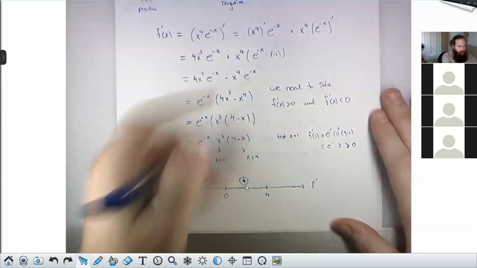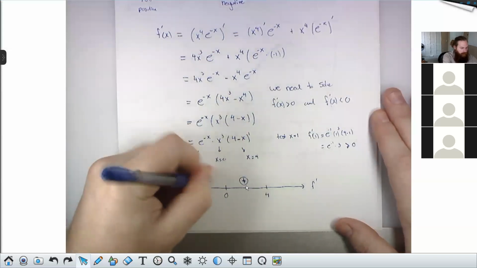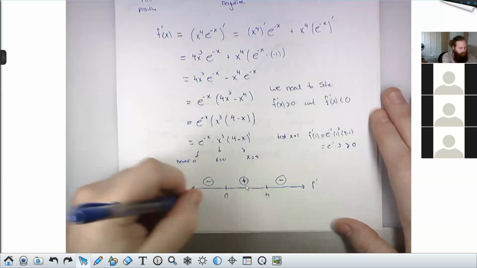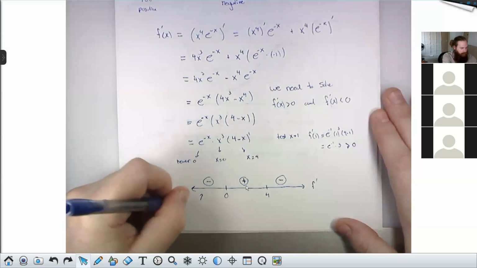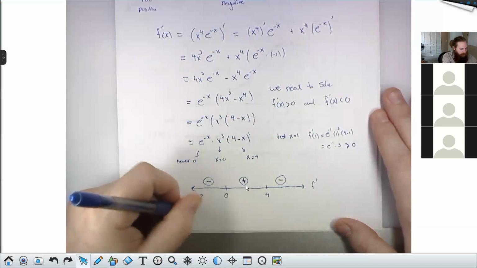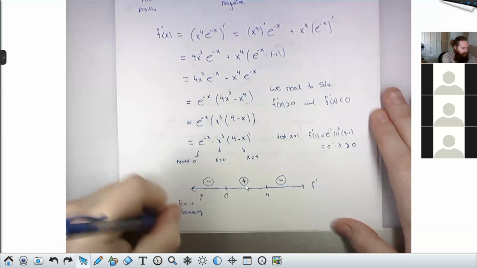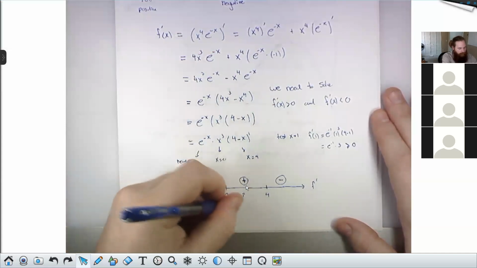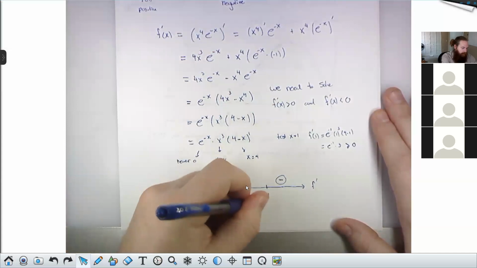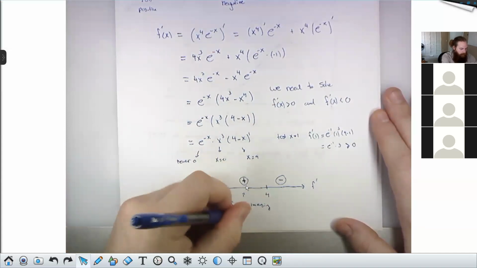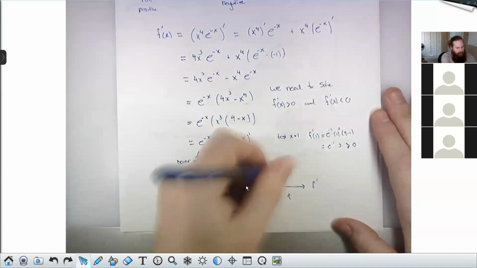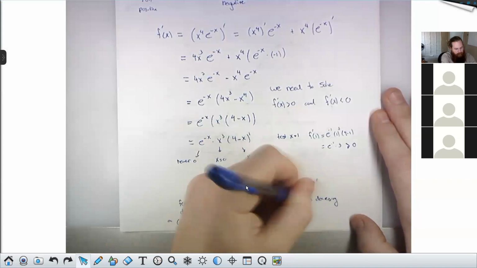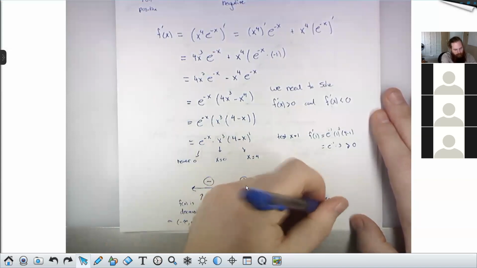Since both of these are odd multiplicity factors, we will change sign as we jump over each of their critical numbers, which means f is decreasing here, and that interval is negative infinity to 0. This region tells me f of x is increasing on the interval 0 to 4, and this region tells me f of x is decreasing on the interval 4 to positive infinity.